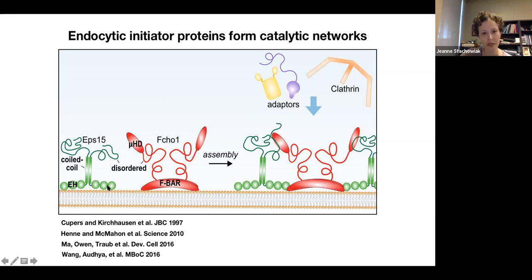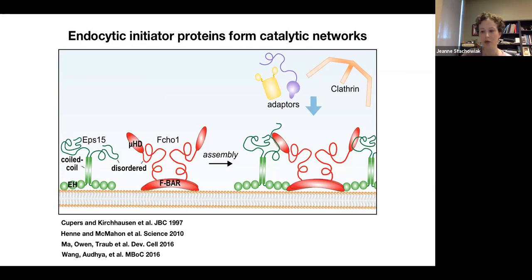So then EPS15, we haven't introduced yet, it has these EH domains, and they are PIP binders, as is the F-BAR. So these domains all stick to the membrane by interacting with PI(4,5)P2. But then EPS15 has this coiled coil domain, and then it has this disordered domain that interacts with FCHO, and the disordered domain also can bind back to the EH domains. So this protein has multiple ways of generating a multivalent network.